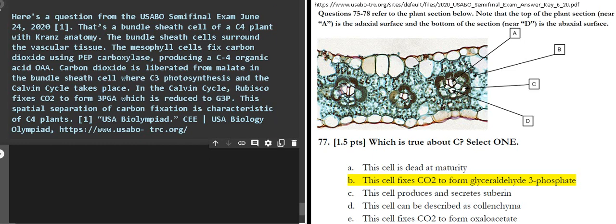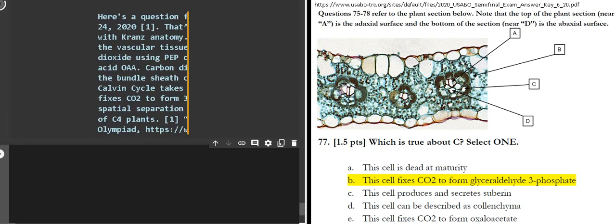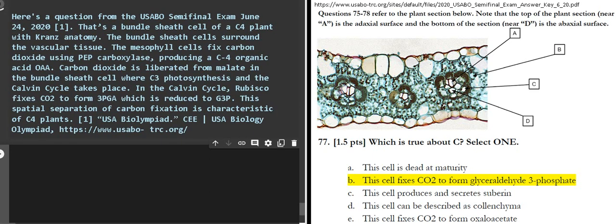The mesophyll cells fix carbon dioxide using PEP carboxylase, producing a C4 organic acid, OAA. Carbon dioxide is liberated from malate in the bundle sheath cell, where C3 photosynthesis and the Calvin cycle take place.